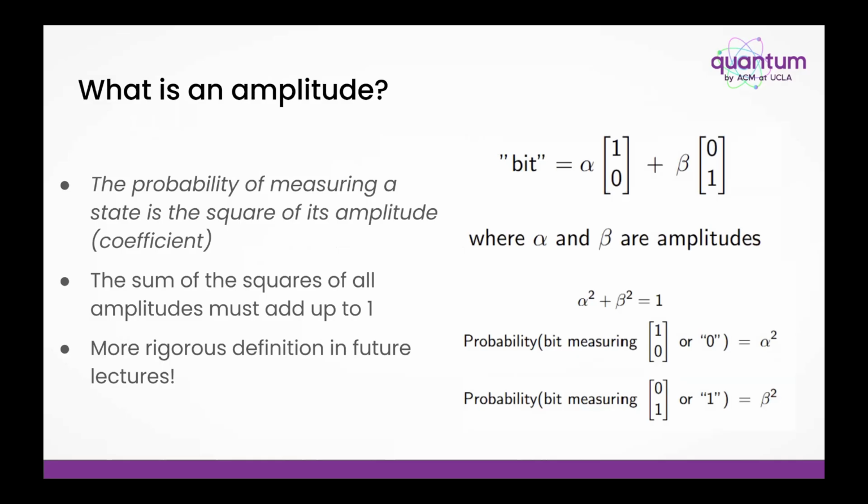Anyways, going back to amplitudes, what exactly is an amplitude? A kind of oversimplified but quite effective definition of an amplitude is that it is the square root of the probability of measuring the state it is assigned to. An important property of amplitudes is that the sum of the squares of all amplitudes must add up to 1. Why is this? Because, as I just stated before, the squares of amplitudes are probabilities, and the sum of the probabilities of all outcomes must add up to exactly 1.